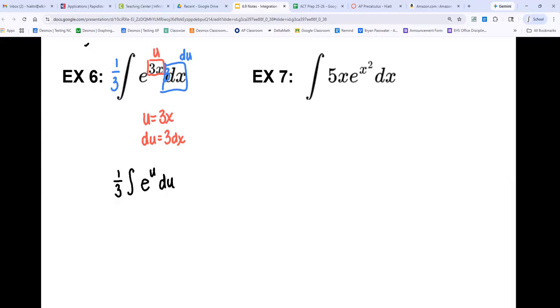And this is what makes these kind of easy. What is the integral of e to the u du? E to the u plus c, right? So we got 1/3 e to the u plus c. And now we can just plug our u back in. So I've got 1/3 e to the 3x plus c.